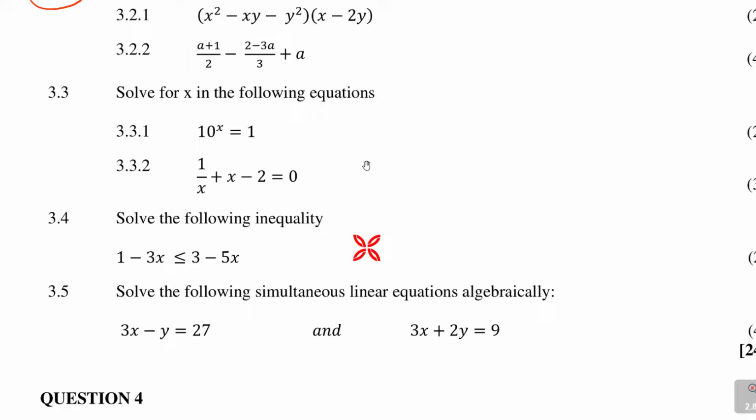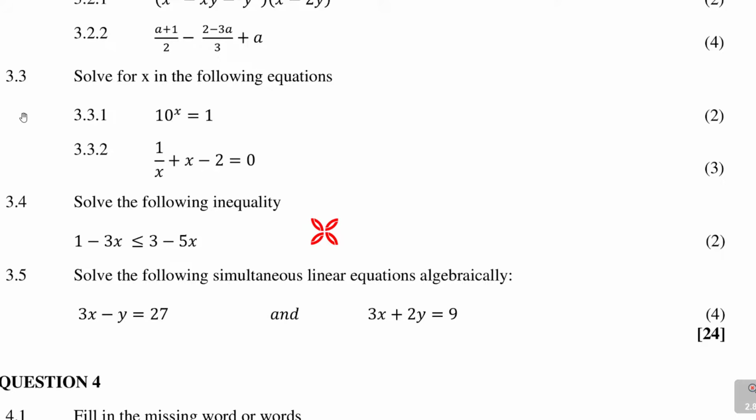Alright, then solve for x in the following equations. Now I just want to do this one, it won't take long. It says, 2 marks, 10 to the power x is equal to 1. But what is 1? Any number to the power of 0 is equal to 1. So you can maintain that base. You can say 10 to the power of 0, because 10 to the power of 0 is equal to 1.